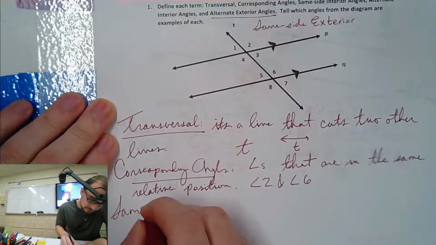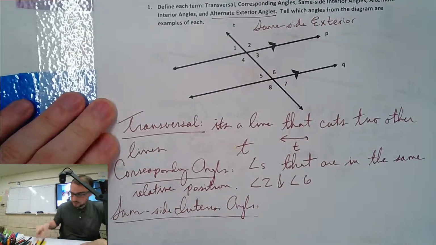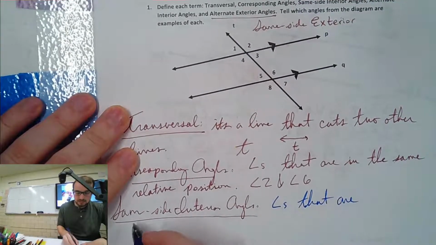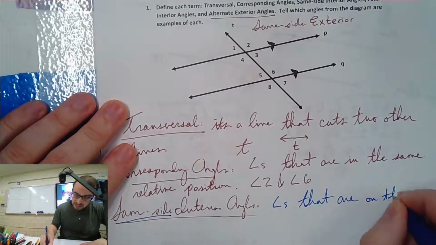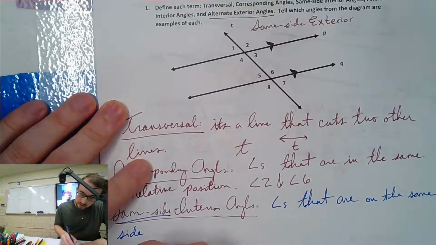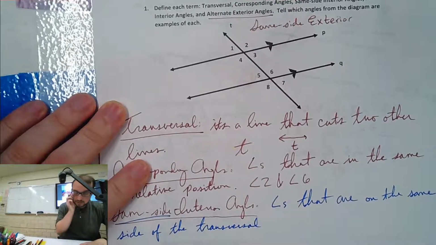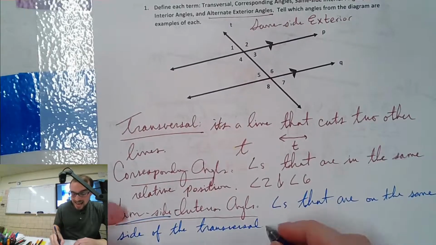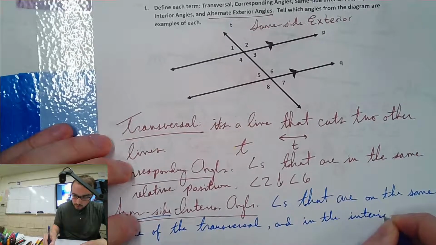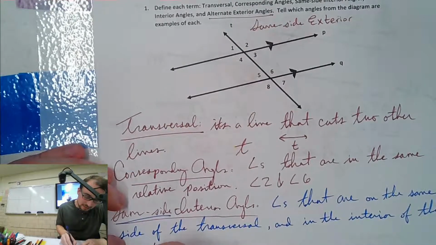So same side interior. I'm going to write in different colors. Same side interior angles are angles that are what? What's same side mean? On the same side of what? Transversal. Yep. Well, we have 3 lines. Be specific. That are on the same side of the transversal, whatever it may be called. I usually call it T, but that's just me. We're going to have more than one transversal eventually. Side of the transversal. And in the interior of the intersected lines. Well, they're not always parallel. See, that's the thing.